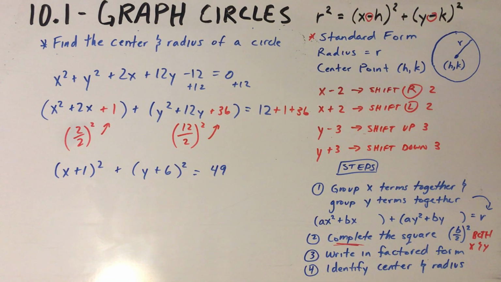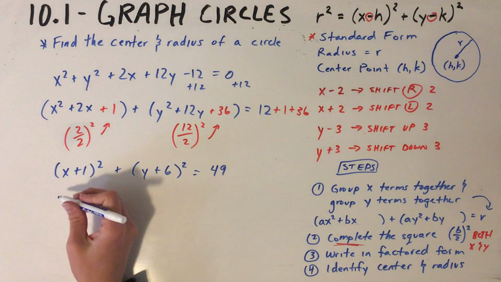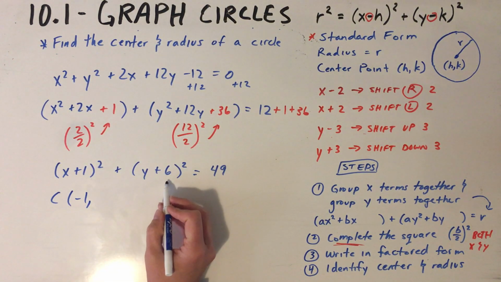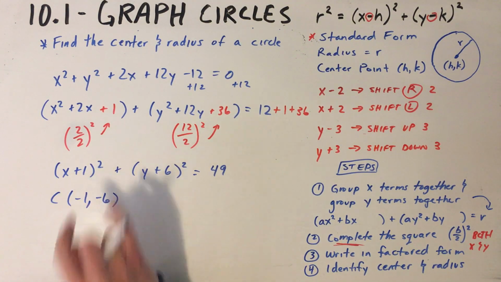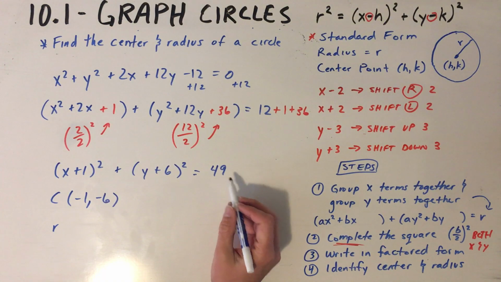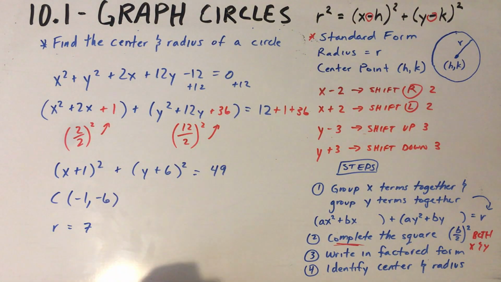All right, so now that this is in standard form, I can identify the center. The center point is going to be -1, -6. Again, because these should be negative signs, that's why they're the opposite. And then the radius, this is the radius squared, so the square root of 49 is going to be 7, so the radius here is 7.